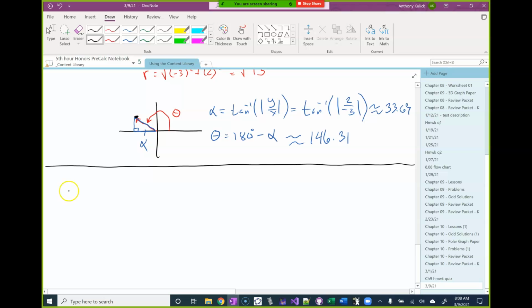Okay. So we are given a parametric function as follows.